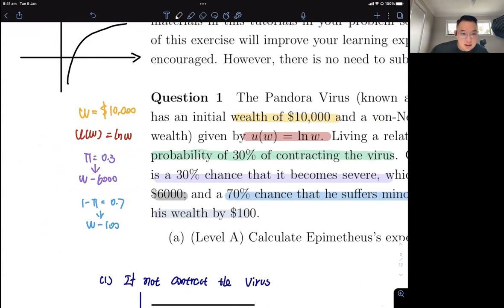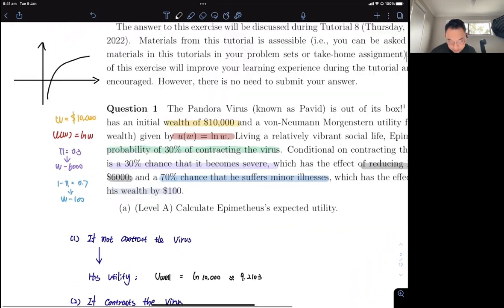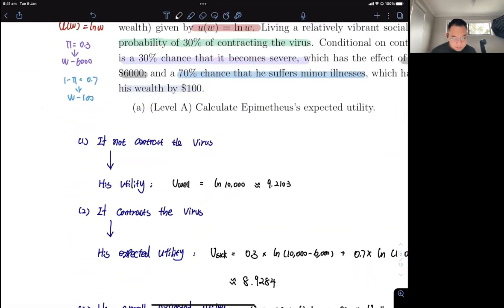Next, the probability of getting severe conditions is 30%, so pi equals 0.3, and the wealth will be minus 6,000. There's the other 70% chance, so 1 minus pi equals 0.7, and the wealth will be minus 100. So we need to calculate his expected utility. If not contracting the virus, his utility will be U(well) = ln 10,000, which is approximately 9.2103. This is the case when he's not getting the virus at all.